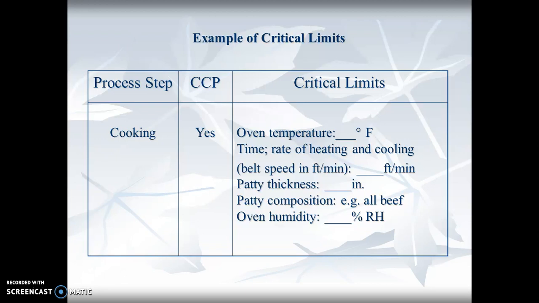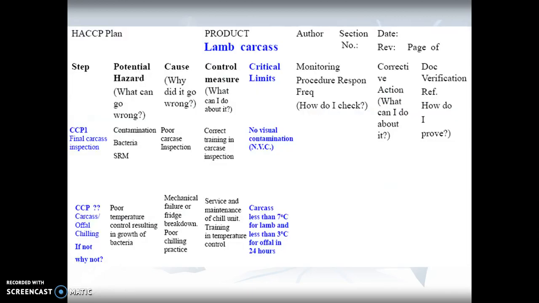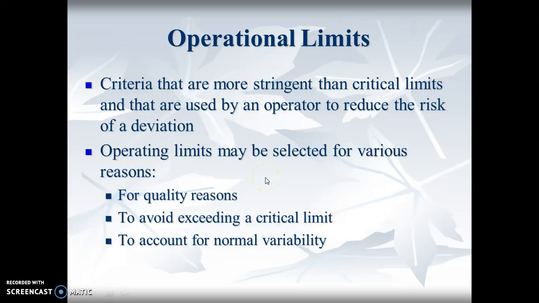Patty composition, is it all beef? Is it chicken? That's part of, like I say, the fat content. Oven humidity, what's the relative humidity? Because that will change how fast or how easy it is for you to increase the temperature. An example, as far as that HACCP plan, if we're looking at the lamb carcass, CCP1 final carcass inspection, looking at bacterial growth, right? So there are different things you can identify.